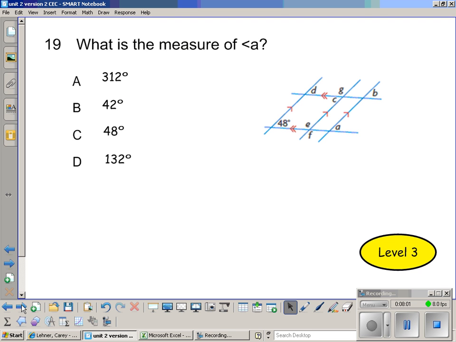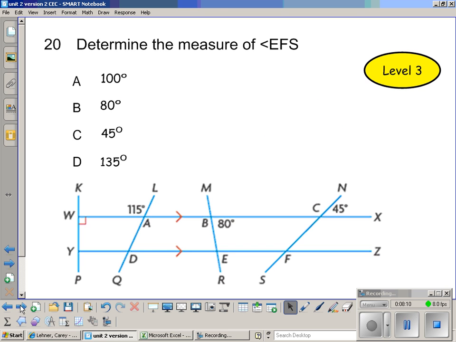Angle A, we have already just completed that one. Angle A corresponds to the angle that was 48 degrees, so it is also 48 degrees. EFS. We want to determine the measure of this angle. If you look at the angle measure that has the 45 degrees, it is alternate exterior to this angle that we are looking for. And alternate exterior are the same. Therefore, the answer is 45 degrees, which is C.